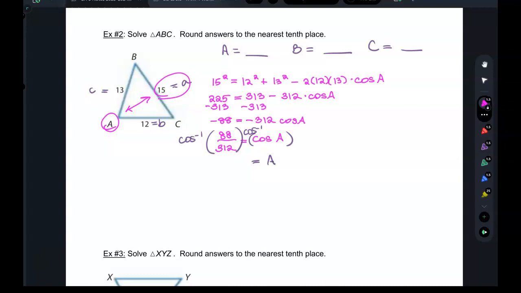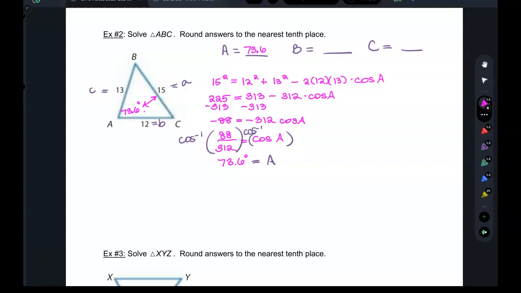Okay. Now, we have a choice. We can do law of cosines a second time, or easier, we can do law of sines. Because once we do law of cosines, now it's actually easier.